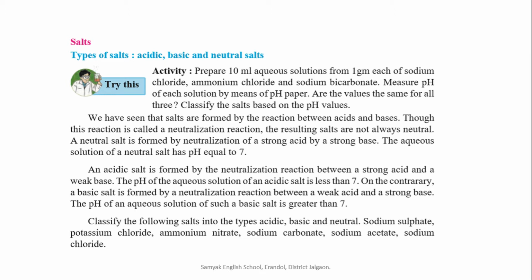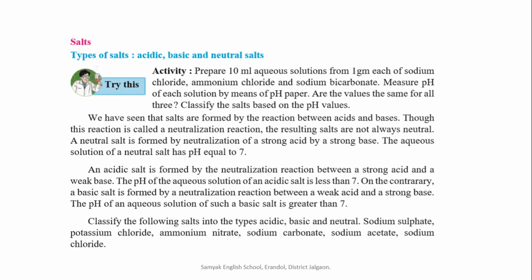An acidic salt is formed by neutralization reaction between strong acid and a weak base. The pH of aqueous solution of an acidic salt is less than 7. We know that for acidic substances, whether it is an acid or its salt, the pH is less than 7. On the contrary, a basic salt is formed by neutralization reaction between weak acid and strong base. The pH of aqueous solution of a basic salt is more than 7.